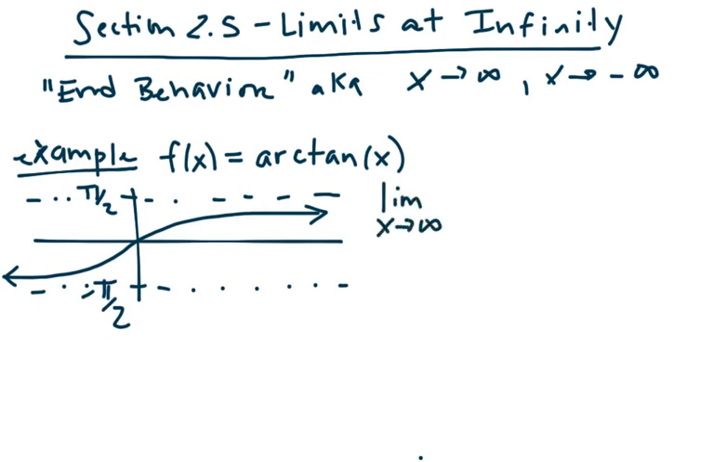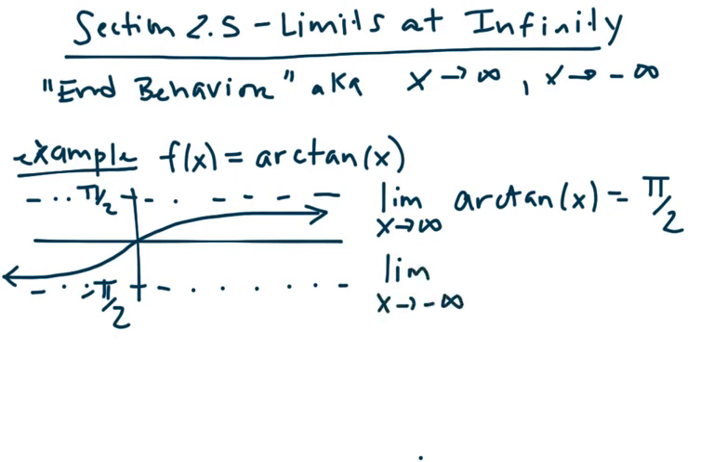Basically we would say the limit as x goes to infinity of arctan of x is equal to pi over 2. But if we were to take the limit at negative infinity of the same function, it has a different limit, minus pi over 2.